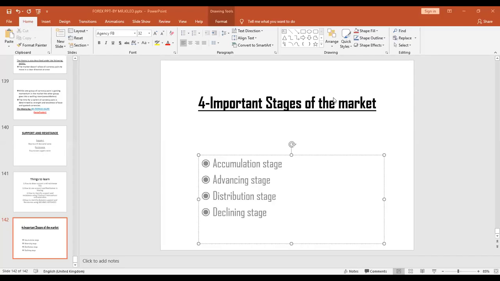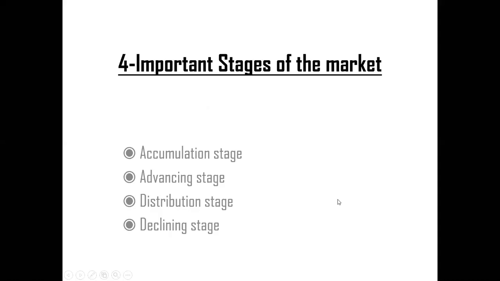All right. As I said, guys, the Forex market has 4 important stages that every successful, every serious trader should know about. These 4 stages are very important, to the extent that if you don't know them well, you might not understand the Forex market. You need to understand everything about these stages. The Forex market has these 4 stages, as you can see: accumulation stage, advancing stage, distribution stage, and declining stage.